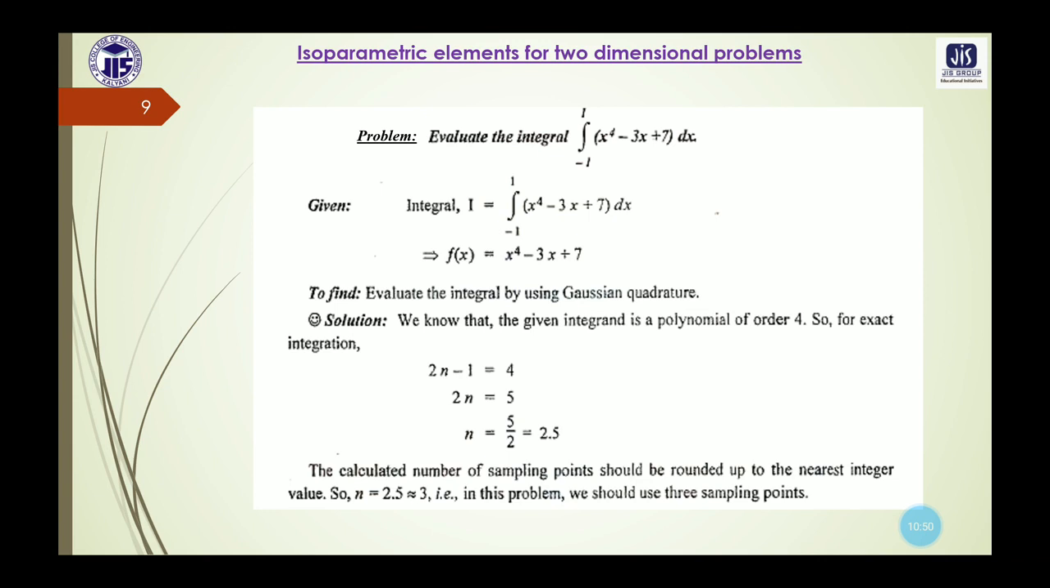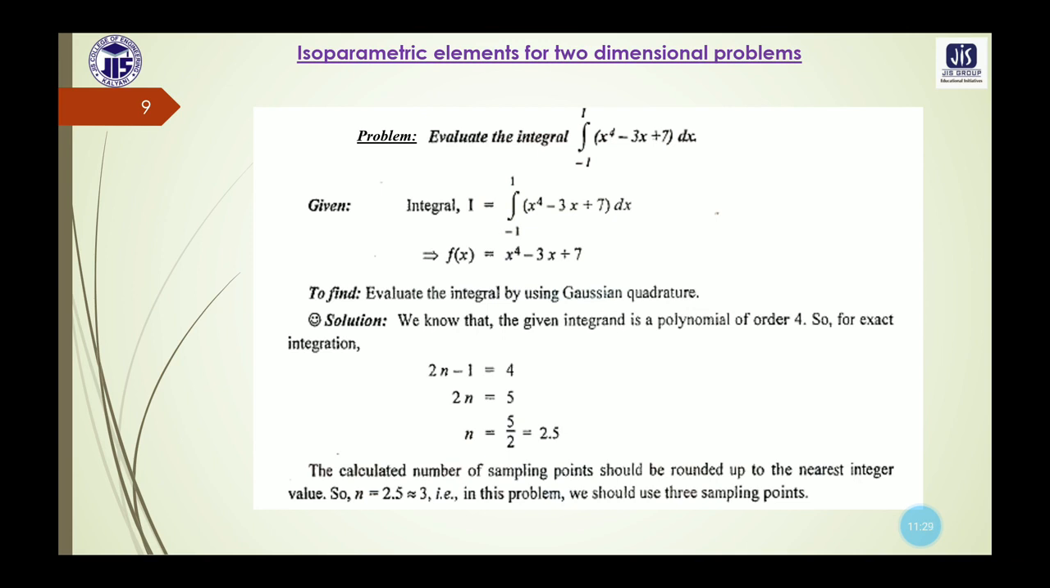Let us discuss the next numerical. It says that we need to evaluate the integral from minus 1 to 1 of x to the power 4 minus 3x plus 7 dx. Here is one interesting thing: in this numerical it is not said how many Gaussian quadrature sampling points we need to consider. So that one we need to find here.